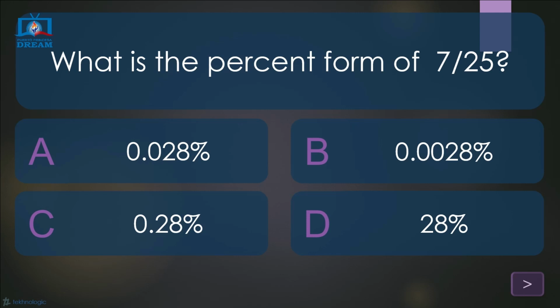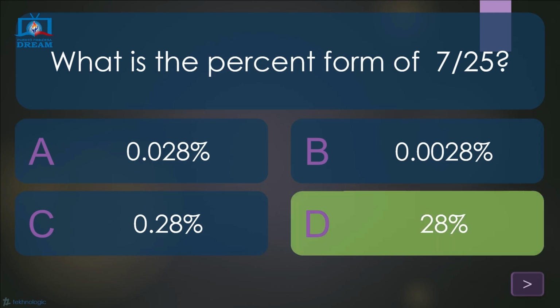What is the percent form of 7 over 25? A. 0.028%. B. 0.0028%. C. 0.28%. D. 28%. The correct answer is D, 28%.